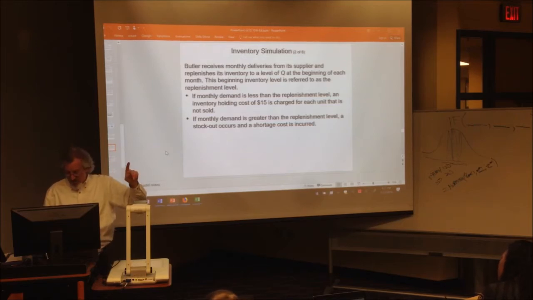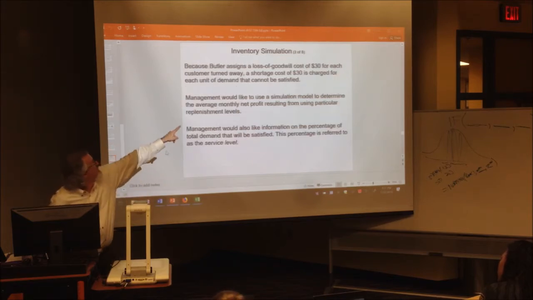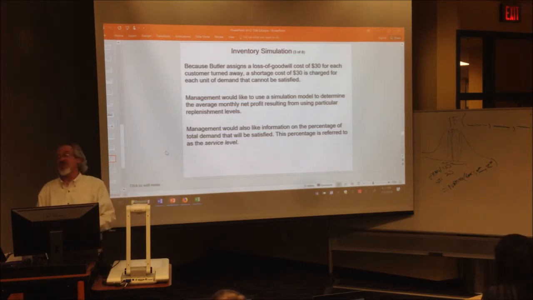And if we do sell them all, and we could have sold more, it costs $30, taking goodwill into consideration. If somebody comes to get a wireless router from us, and they leave and get it somewhere else, maybe some did come back and some won't, the estimation is $30.